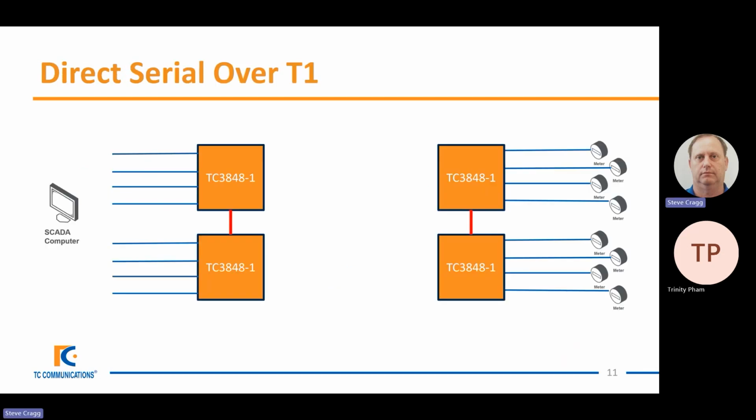And this is the application for this. I've shown 8 ports at each end. Meters connected via serial ports on the right, and on the left is the SCADA computer. And again, just simply connected via a T1. And that's a simple solution, assuming that T1s are available from your provider. This makes a very easy way of doing connectivity.